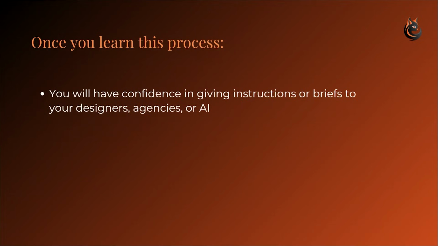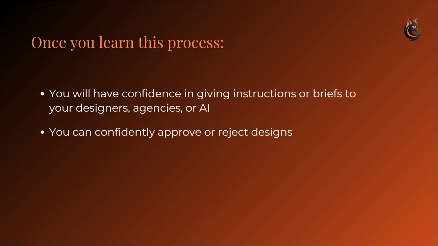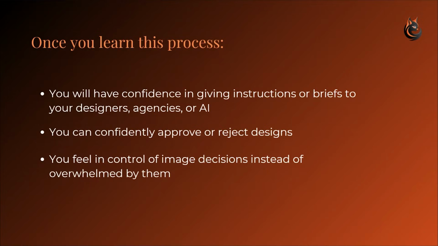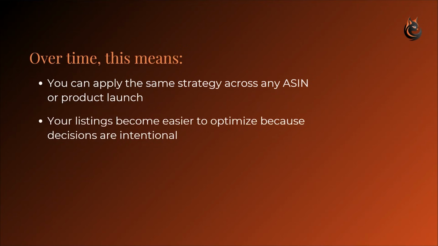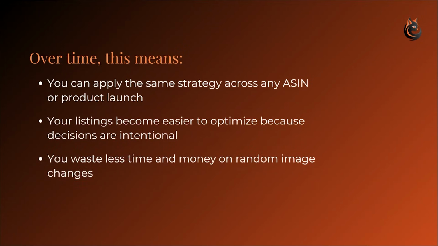Once you learn this strategy, you will have confidence in giving instructions or briefs to your designers, agencies, or AI. You can confidently approve or reject designs, and you feel in control of your image decisions instead of being overwhelmed by them. And over time, you can apply this not just to one product, but across any ASINs that you have. Especially if you launch products regularly, your listings become easier to optimize because decisions are more intentional, and you waste less time and money on random image changes.